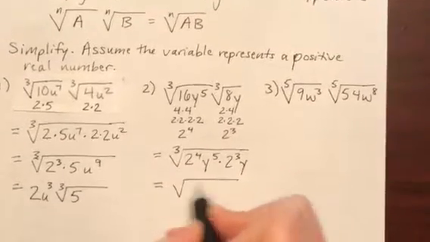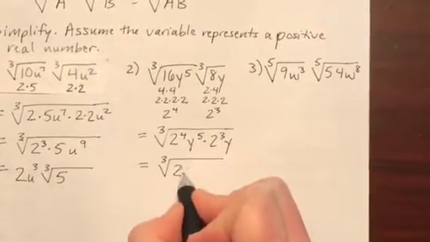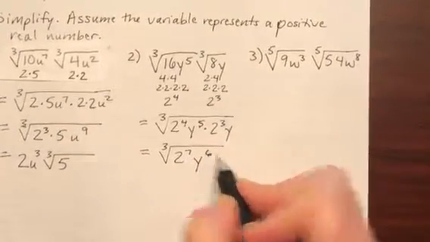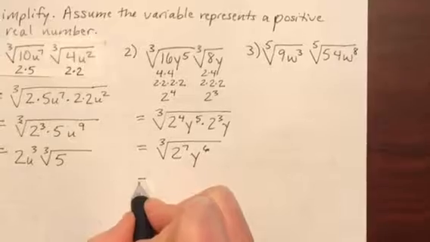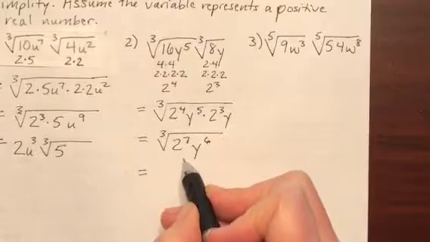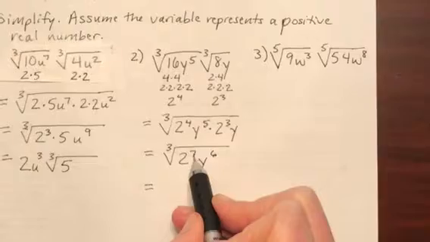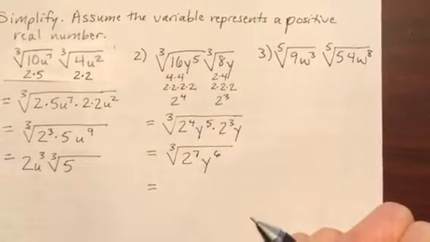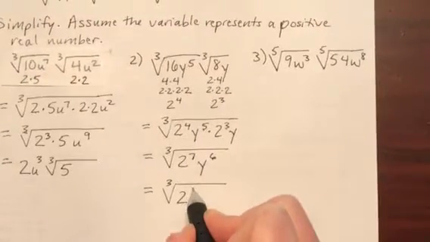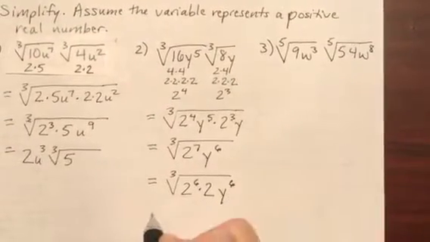Combining these together, we have cube root of 2 to the 4 plus 3, or 2 to the 7th power, times y to the 5 plus 1, or y to the 6th power. You'll notice here that 3 does not perfectly divide into 7. And so what we want is the highest power less than or equal to 7 that 3 does divide into, so that would be 6. So let's break down the 2 to the 7th into 2 to the 6th times 2, and then we'll leave this as y to the 6th.